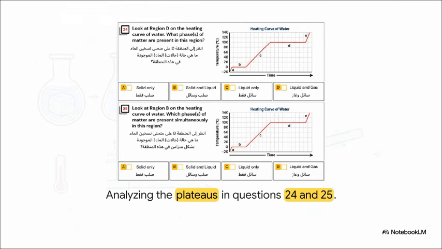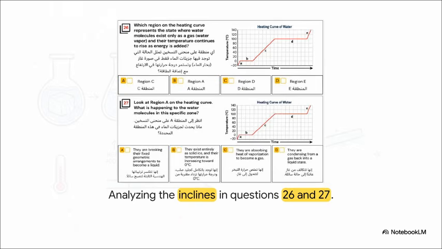Now, question 25 asks about Region B. That's the lower flat plateau at 0 degrees. Melting is happening there, so solid ice and liquid water are simultaneously present. Boom, answer B. Now let's shift our focus to the sloped inclines for questions 26 and 27.